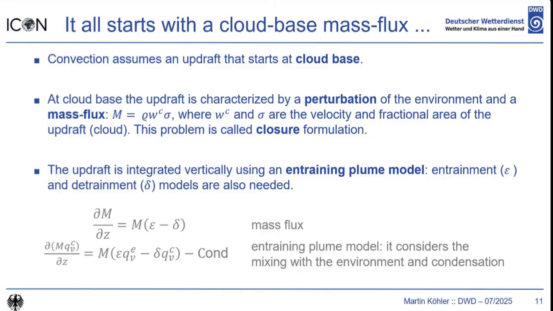That's one typical closure. There's another closure called moisture convergence closure, which measures how much moisture comes in from the side, and we need to do something with it. So bring it up into the mass flux. Also very popular. And there are some other closures. Once you have a closure and mass flux, you know how much goes up.